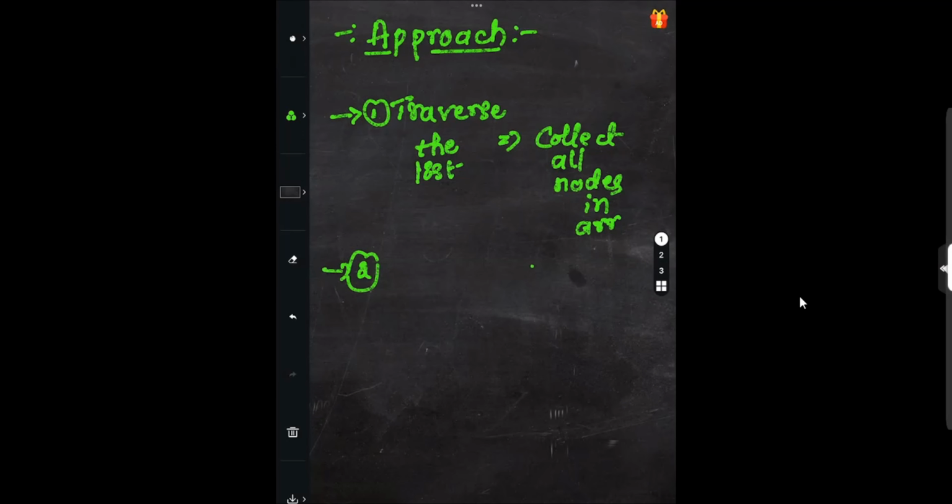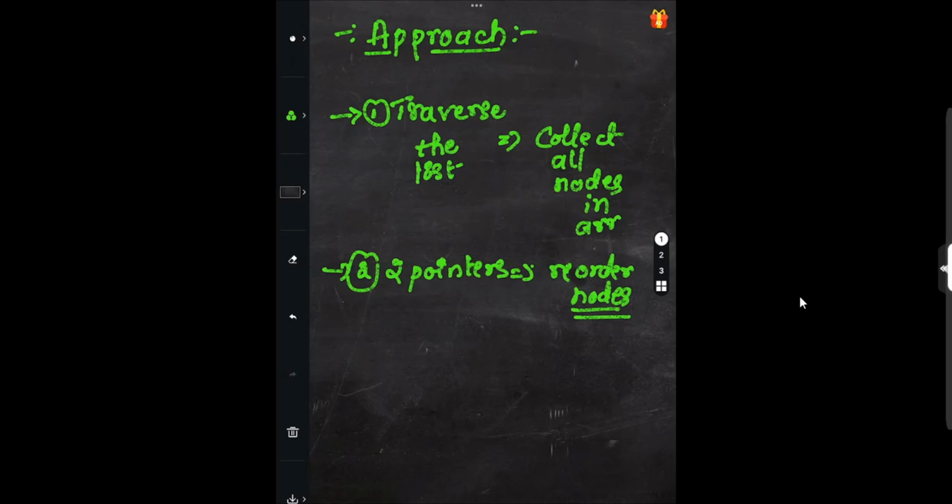After traversing the list to collect all the nodes in the array, we'll make use of the two-pointer technique to reorder nodes from the start and end respectively. The first pointer will point to the first index and the last pointer will point to the last index, and we will make use of the two pointers effectively to reorder the nodes. That's what we'll be doing in the second step.